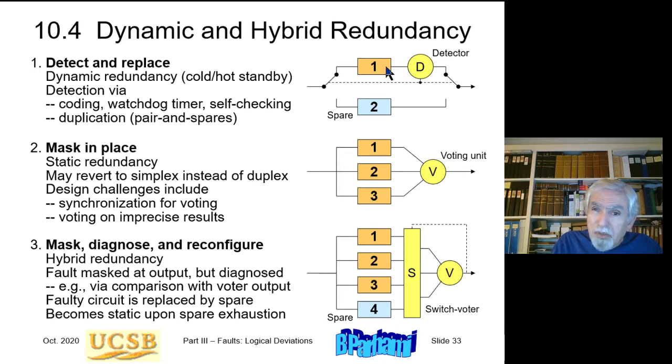We can also use duplication and comparison. So there may be 2 of these units actually operating concurrently, and the detector is based on comparing the 2 outputs. If this is duplicated and this is also duplicated, that method is known as pair and spares. So we have a pair of active modules, a pair so that we can detect problems, and then these are 2 spares that take over.